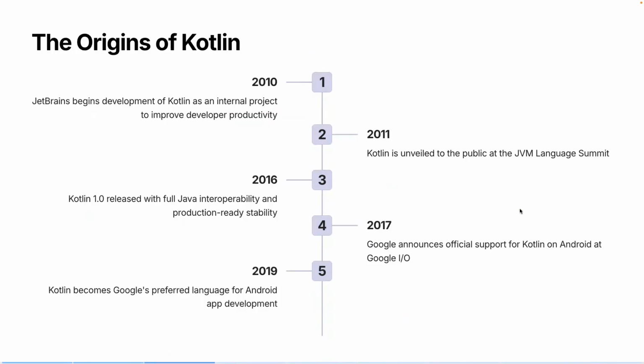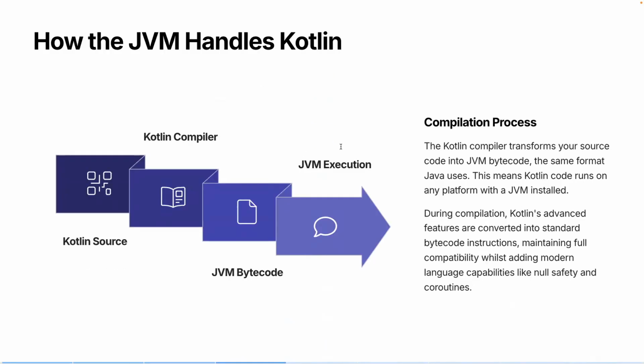Now let's see the history of Kotlin. Actually, Kotlin started development in 2010 and 2011. Later, they released Java interoperability with production-ready stability in 2016. In 2017, Google announced official support for Kotlin for Android app development, and later people started using it. In 2019 it became Google's preferred language for app development and also backend development. From there, many organizations started using the advantages of Kotlin, migrating from legacy Java code to Kotlin.